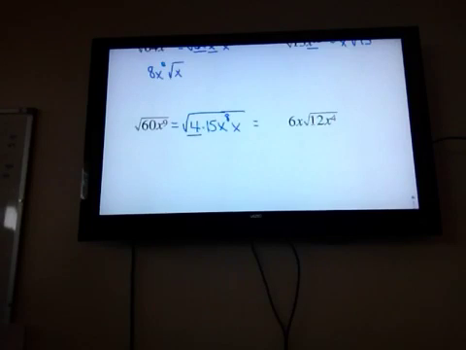So square root of 4 is 2. Square root of 15 is going to stay. On my x, 8 divided by 2 is 4. That's a perfect square. And then the x stays.